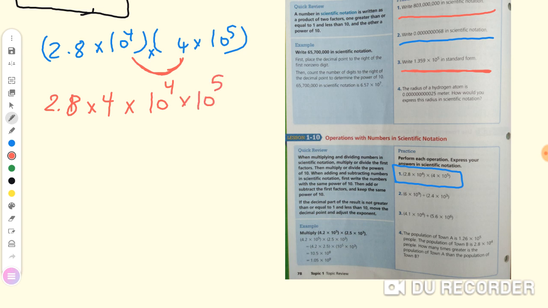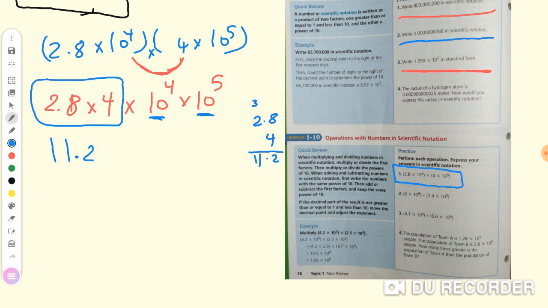Why do I do something like this? Because I found the same base here. I need them together to add the powers in case of multiplication. Then multiply these numbers: 2.8 multiply 4, 4 times 8 is 32, write 2 and carry 3. 2 times 4 is 8 plus 3, 11. So it's 11.2. What should we do with the power? In case of the same base, put the base and add the powers, 4 plus 5 equals 10 to the power 9.